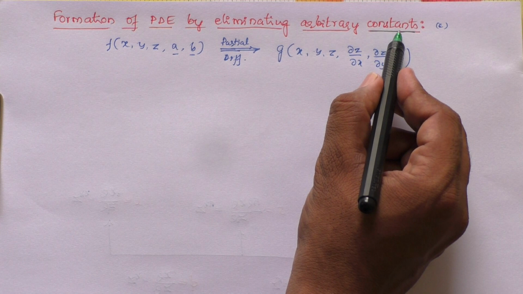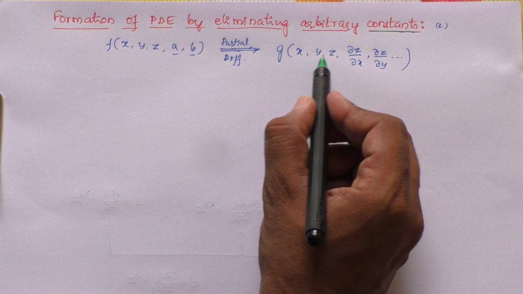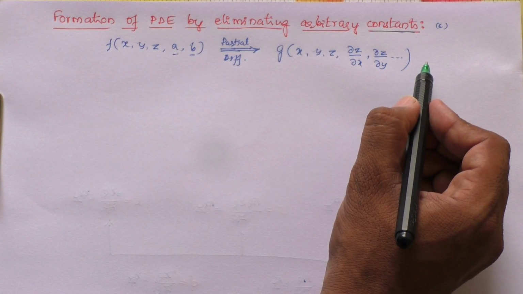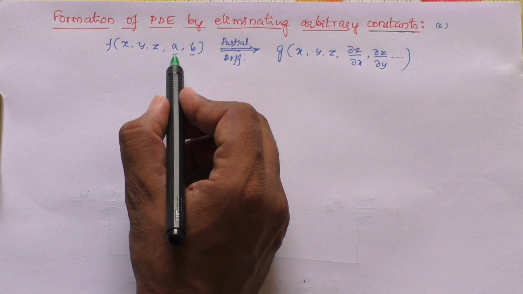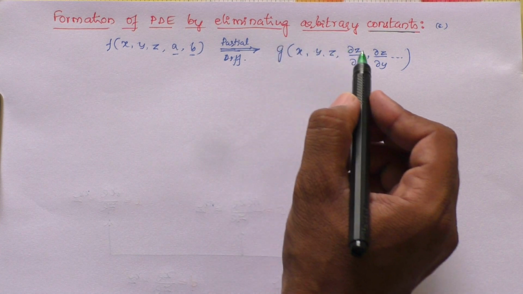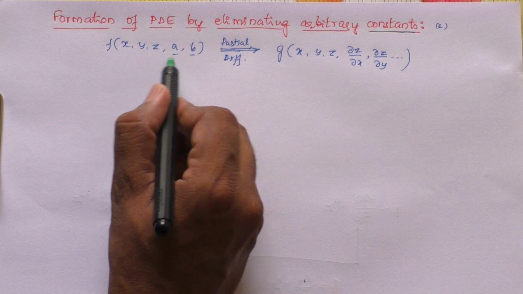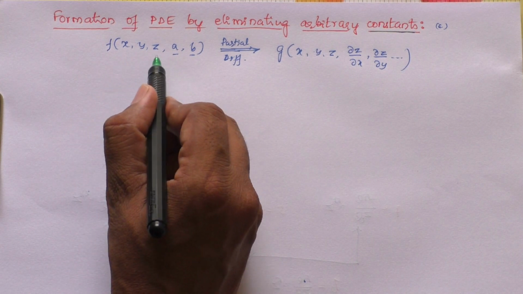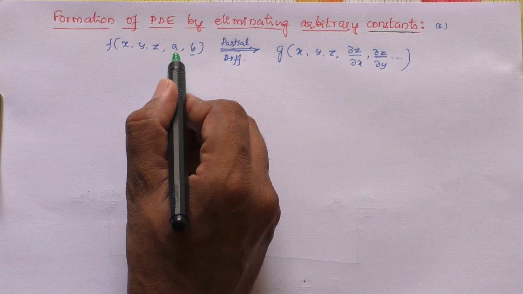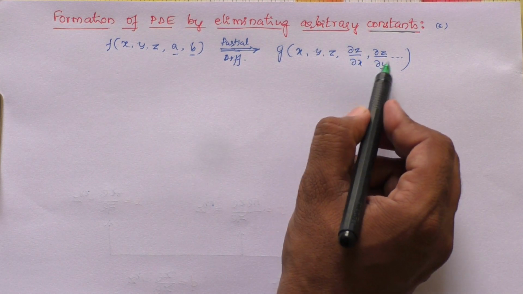So getting this expression where we don't have the arbitrary constants a and b is called formation of PDE by eliminating arbitrary constants, where we get an expression in x, y, z, dou z by dou x, dou z by dou y, and further partial derivatives, not having arbitrary constants a and b. Whenever we get such expressions, just differentiate partially with respect to x and with respect to y. Then it is possible to eliminate the constants and we get new terms, partial derivatives.